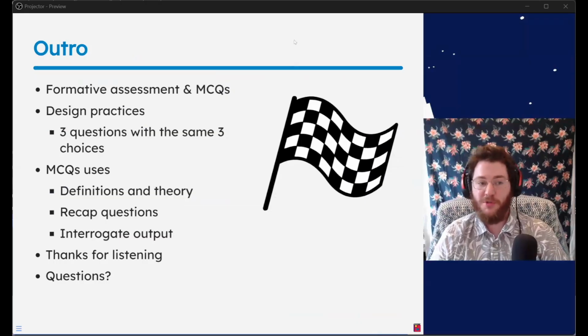So, outro: that was formative assessment and MCQs. In my design practice, I like to normally have 3 questions with the same 3 choices, and normally they each have a different answer, but of course you can switch things up. MCQ uses: I like to use them for definitions in theory, to recap questions, and for interrogating output.